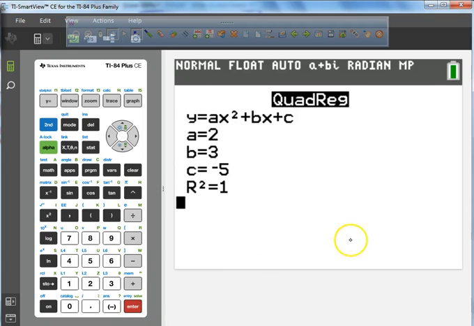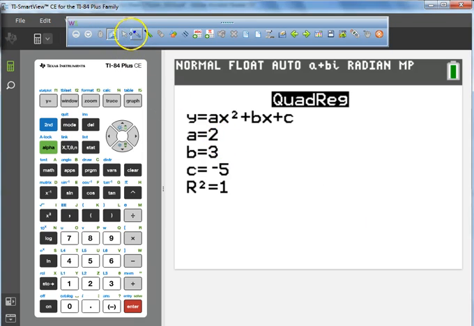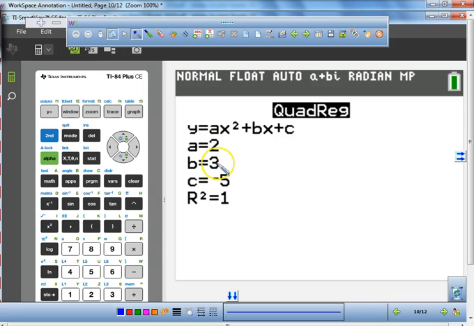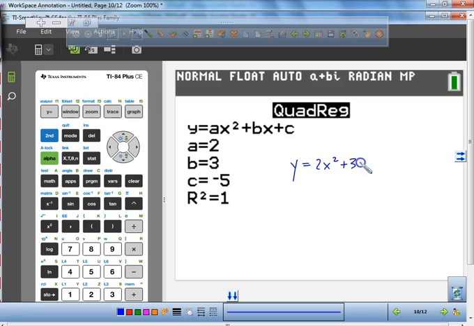Cool. What does it say our A value is equal to? 2. B value is a 3. C value is a negative 5. So what would our quadratic equation or function be? 2x squared plus 3x minus 5. That's a lot faster to solve it quickly that way. But if I needed to do it reduced row echelon form, I had to show you guys how to use reduced row echelon form to be able to do that.